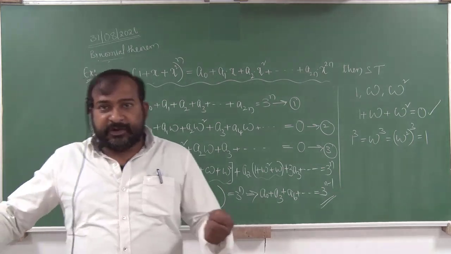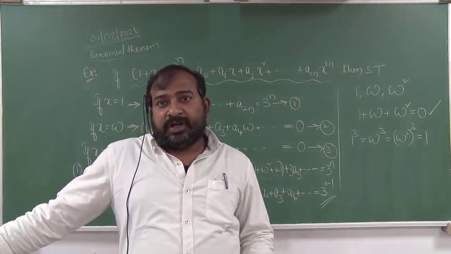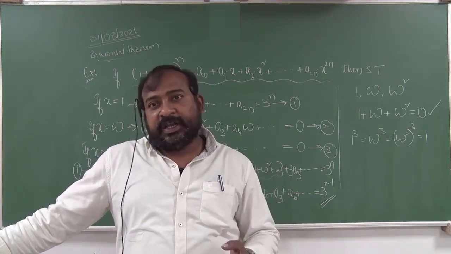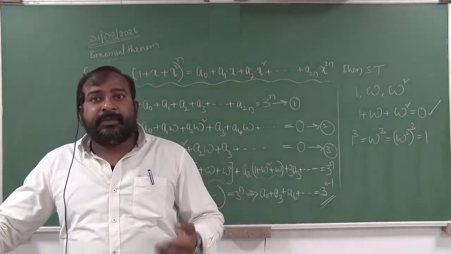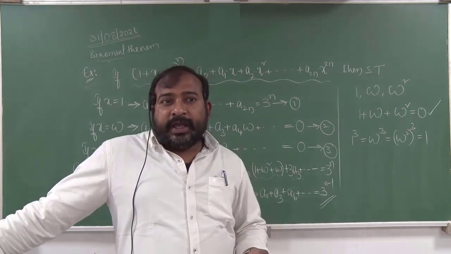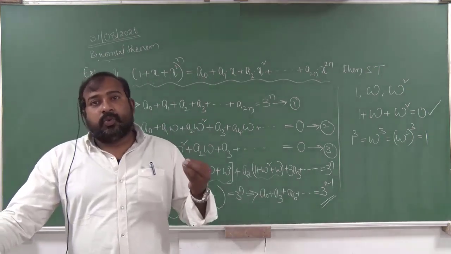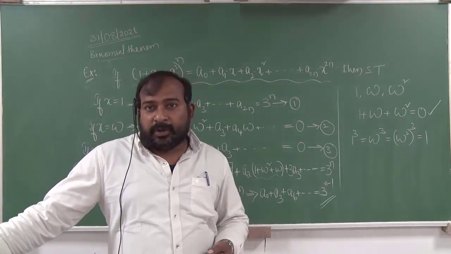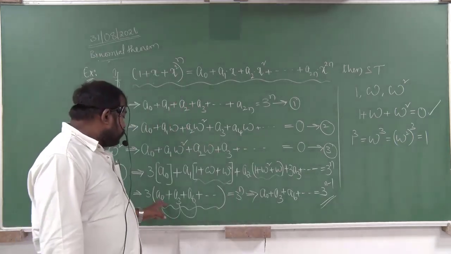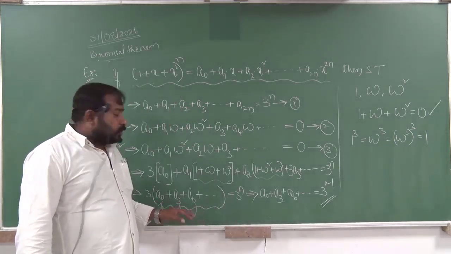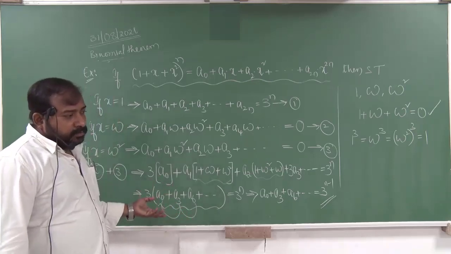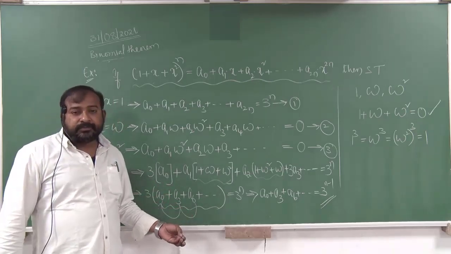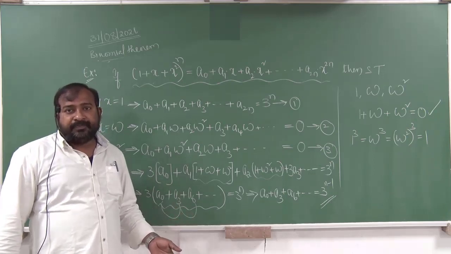So whenever a difference of 3 is there, like a naught plus a3 plus a6, then immediately we have to substitute x equals 1, omega, omega square. Keep this in your mind. Here, if you observe, the difference is 3. So with a difference of 3 in these coefficients, automatically you have to keep the idea of 1, omega, omega square.